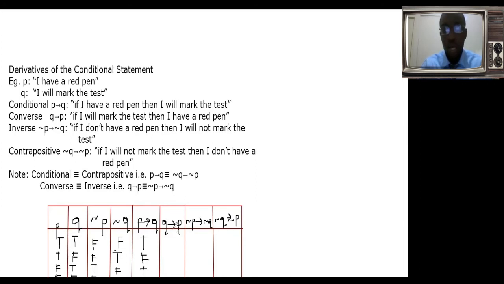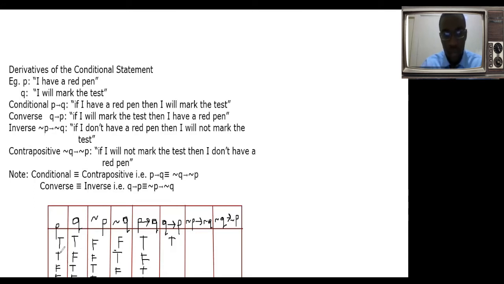Now Q implies P. Q implies P is false whenever Q is true but P is false, then I tell you a lie. So Q is true and P is true, then this is true.